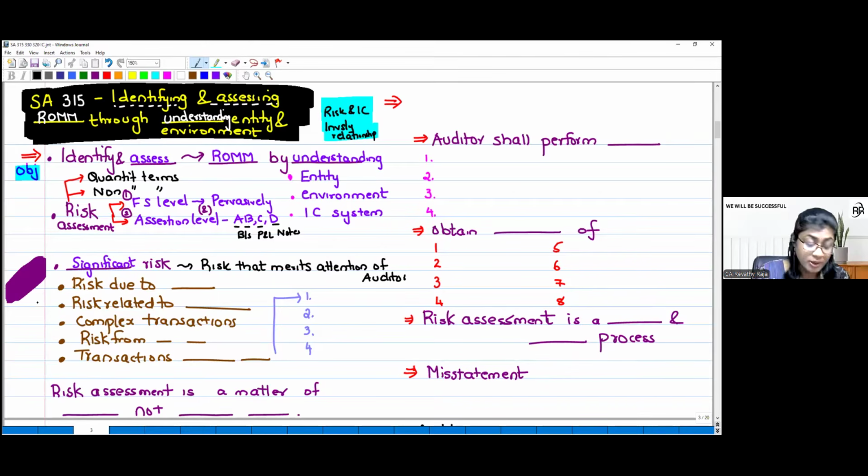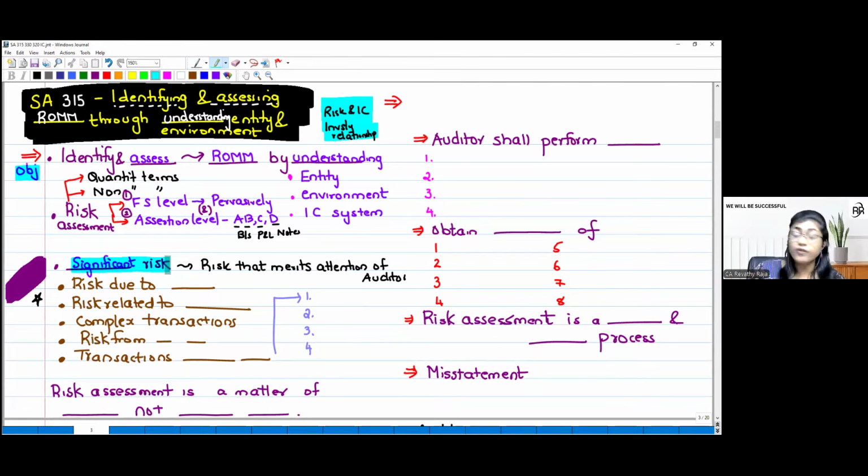Now, a very important past exam question, examples of significant risk. Can you say a few examples of significant risk? And I will say what all are the expected questions, what all are the important repeated questions. This is a repeated question. Can you say a few examples of significant risk as per 315?